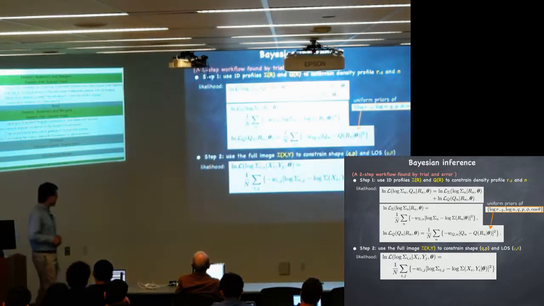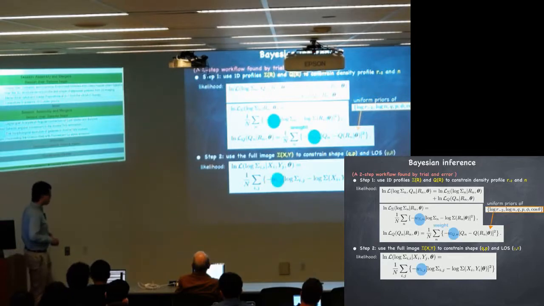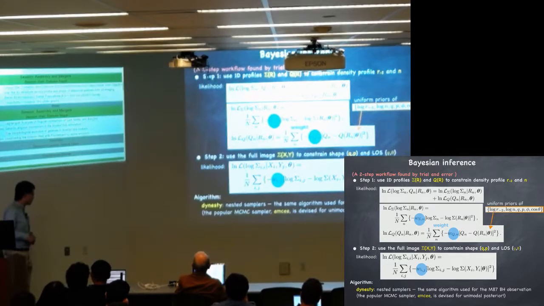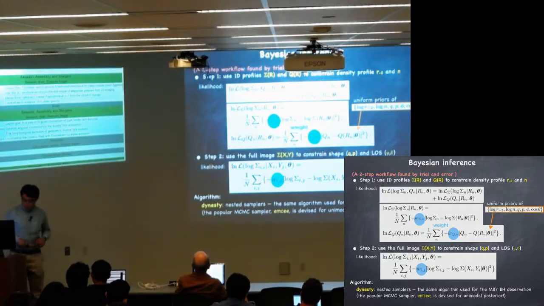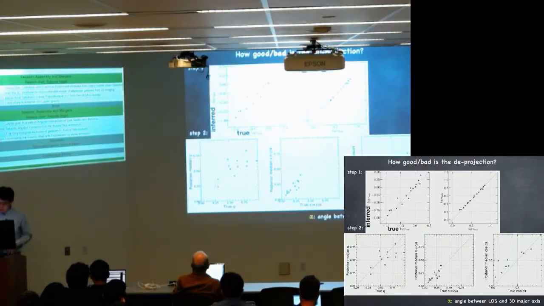And for the second step, we use the full image. But here, we only allow 4 parameters to be free. We fix the density profile parameters to the results from the first step. And this is all found by trial and error. We play with different ways to achieve the best accuracy and the least degeneracy. And we use the Dynesty algorithm instead of the popular MCMC algorithm, emcee. So that one is unfortunately devised for unimodal posterior distributions.